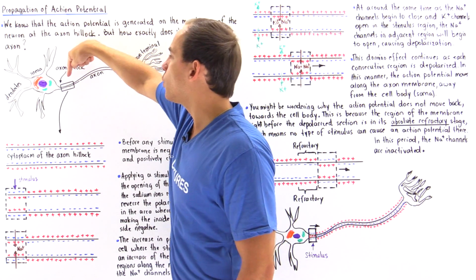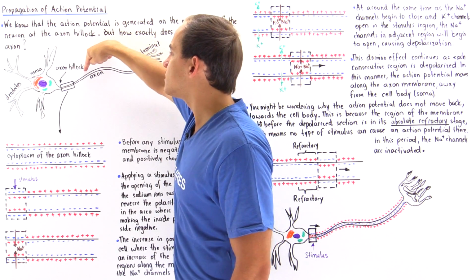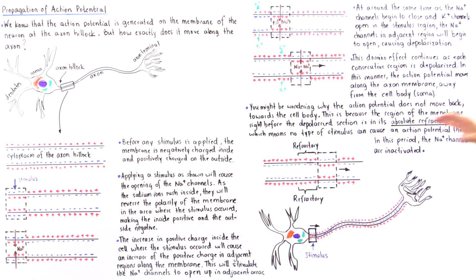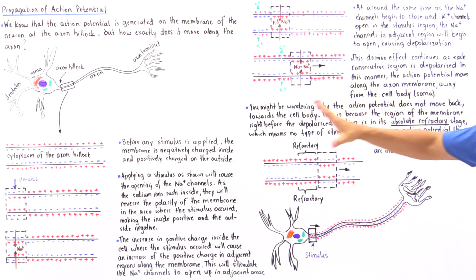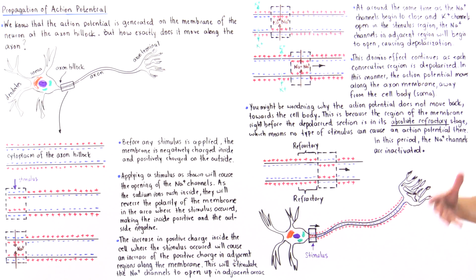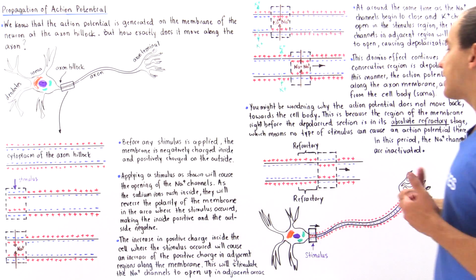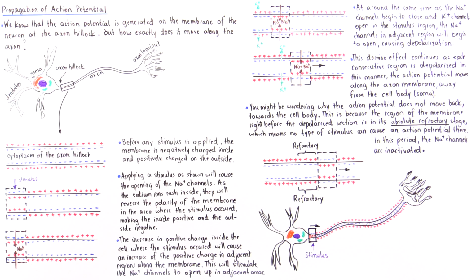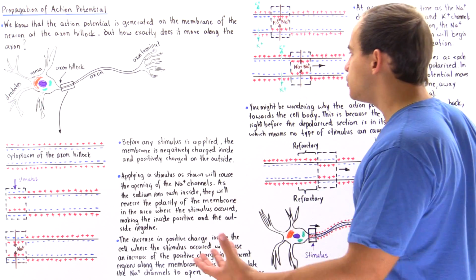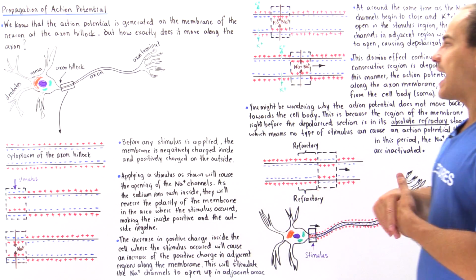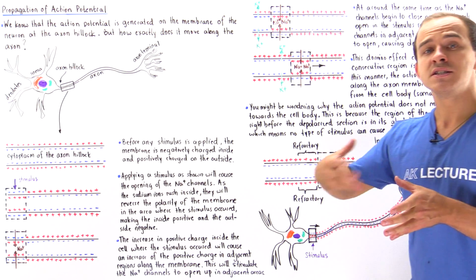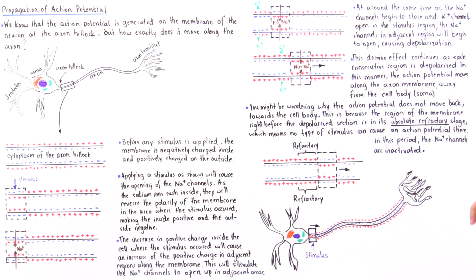So once again, you might be wondering why the action potential does not move back towards our cell body. So we know it moves this way, but why doesn't it move backwards? Well, this is because the region of the membrane right before the depolarized section is in its absolute refractory stage. And that means no matter how large our stimulus actually is, no action potential will take place in that region, and this is because the sodium channels are inactivated. There's nothing we can do that will activate those inactivated channels. So we have to wait until they recover from that inactivation period.